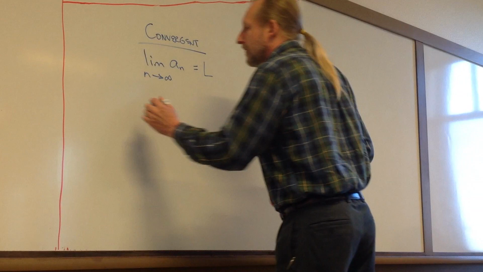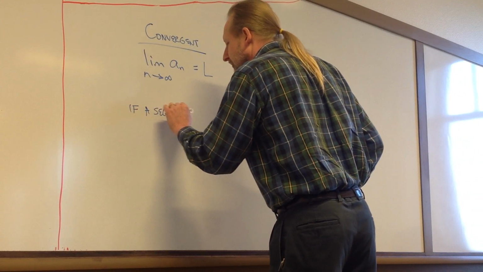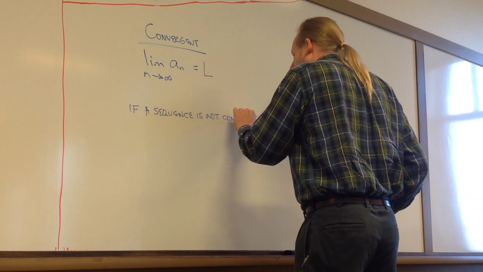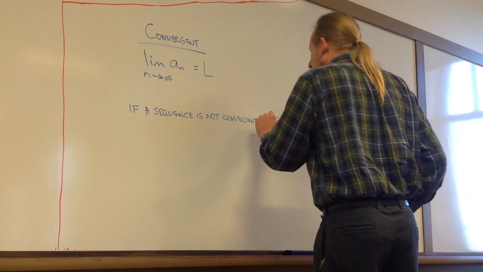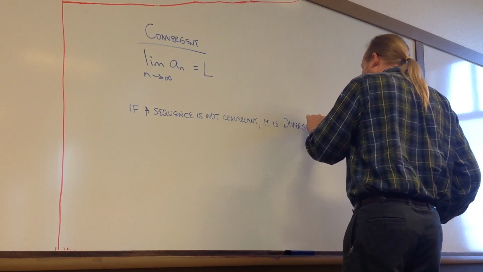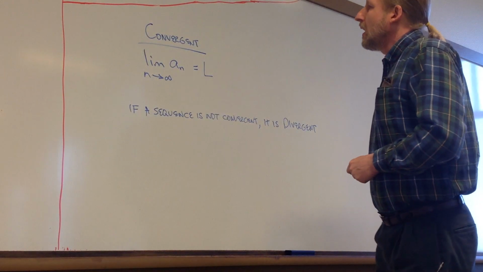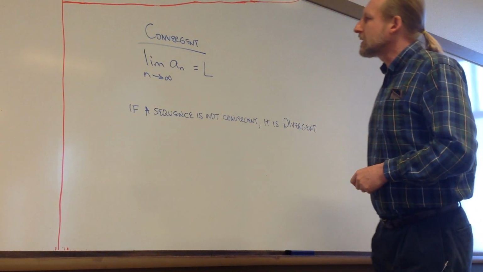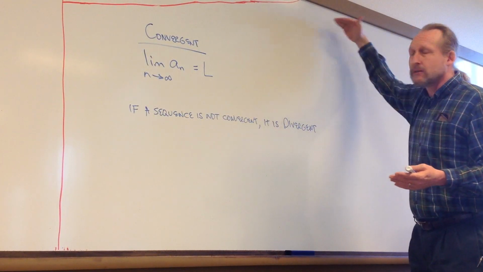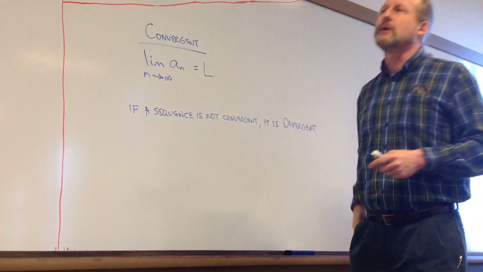Okay, if a sequence is not convergent, it is divergent. Okay, and there's a couple different ways that it can be divergent. You can have some of these sequences, especially if they're alternating sequences, they can tend to bounce back and forth between two different values, and so we don't have a single limit.